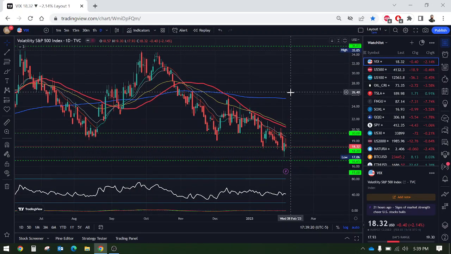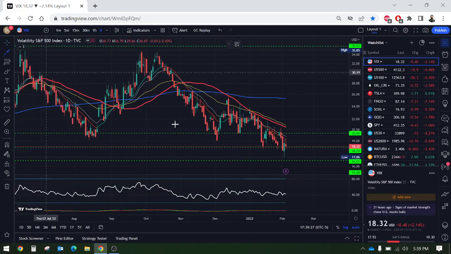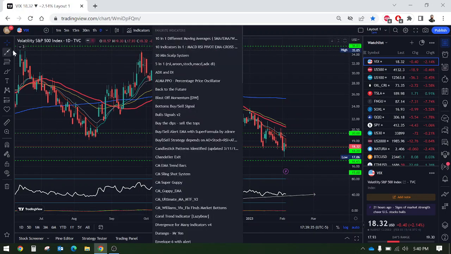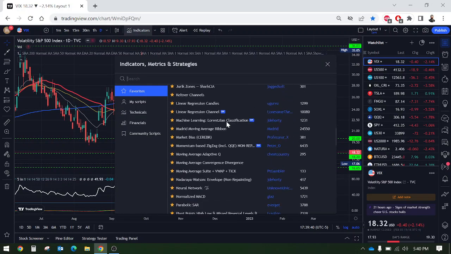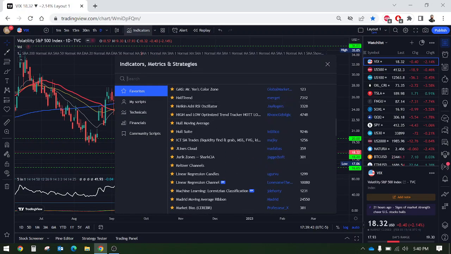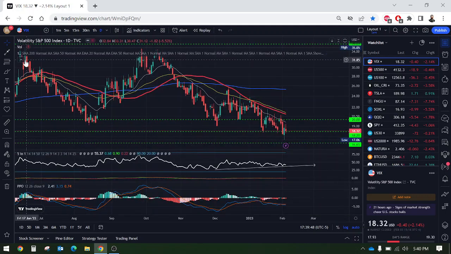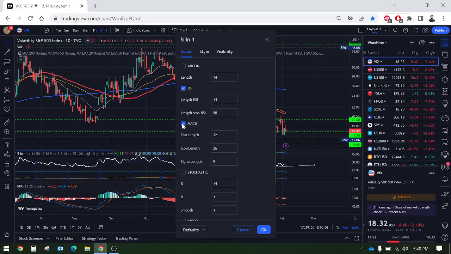VIX this week is showing some divergence on RSI. If I take a look at, let's try an arrow, RSI is showing some divergence. And because I'm using a free version, let's get rid of this indicator and let's try PPO. That will give you some good analysis of how market is doing. So we'll use RSI and PPO to get some idea, and let's get rid of MACD for now.